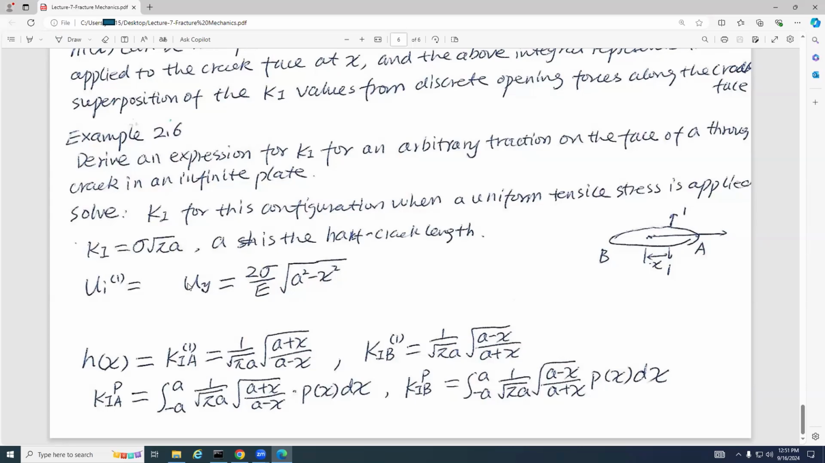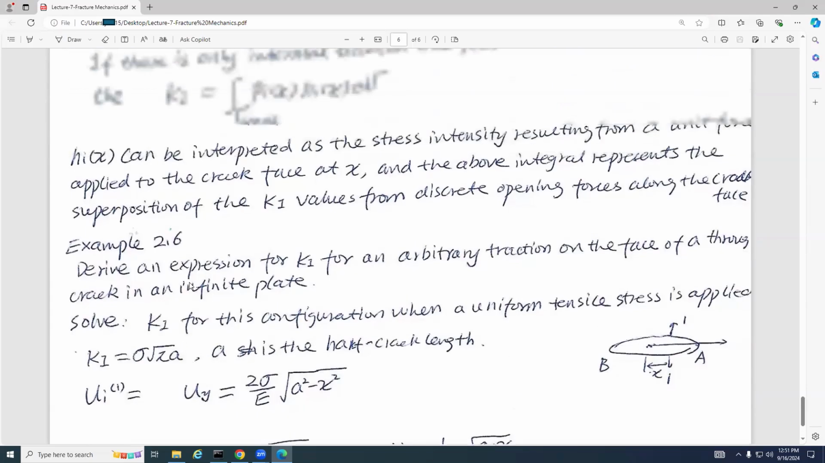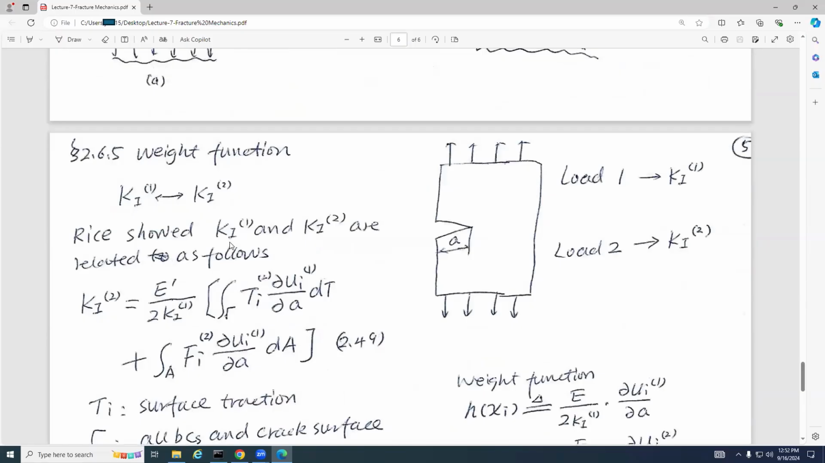Okay? So here is Hx, and this Hx is Kia. This is the Ki at point A for the first loading condition, Kib, Ki for point B at the first loading condition, and then you can have Kip when you apply P, and when you apply P, you can have Kib. So I want you to take a look at this one. This one will be very, very helpful for you to understand what the weight function is, and based on the stress intensity factor Ki1, how to calculate the Ki2. So this is the example.